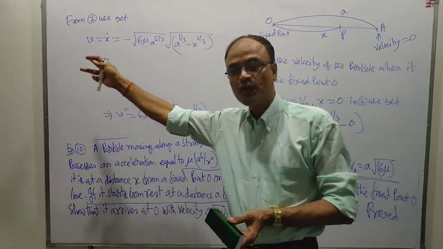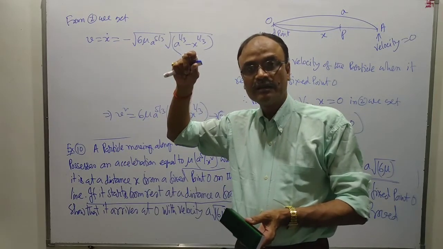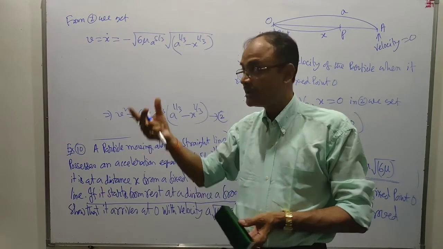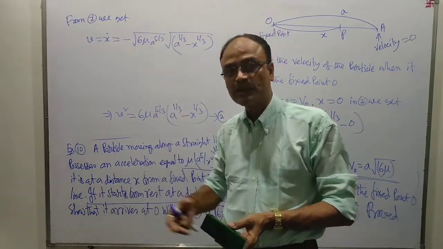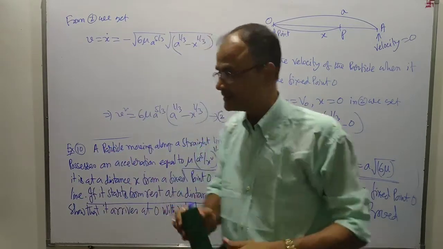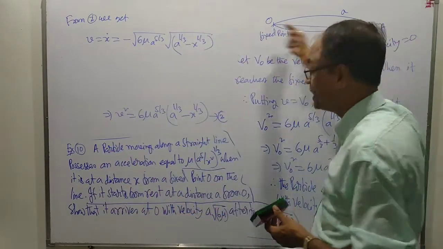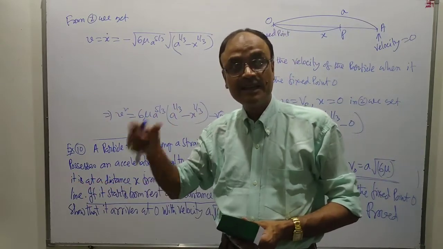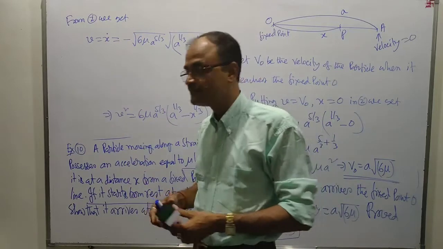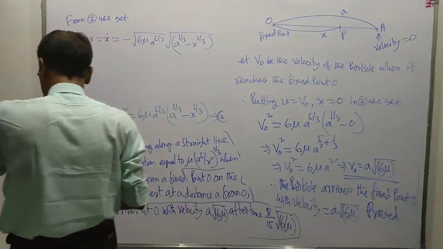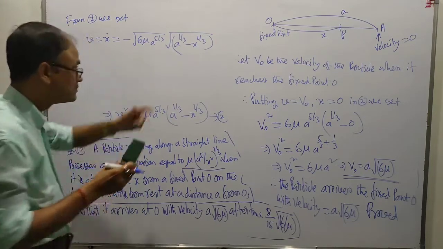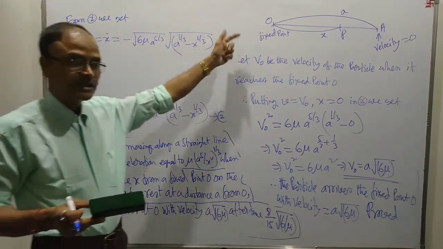X dot stands for the velocity of the particle moving in the direction of X increasing. But it is moving in the direction of X decreasing. Therefore, the negative sign has been taken. You may write here also.